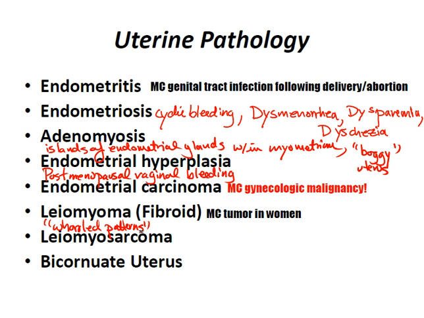Now the tumor is well demarcated, meaning it's encapsulated by a pseudocapsule. The peak occurrence in women is usually between ages 20 and 40 years of age, and it does not progress. A leiomyoma does not progress to a leiomyosarcoma, which is a very good thing.